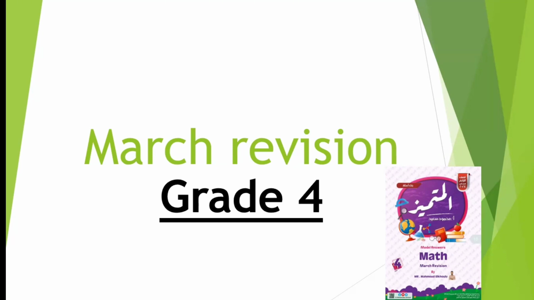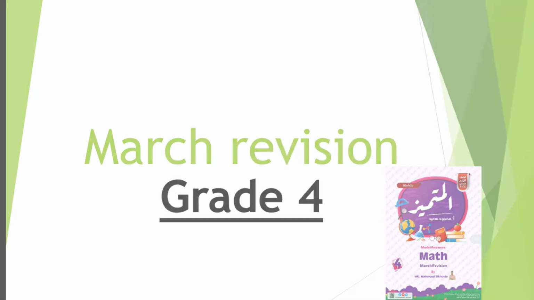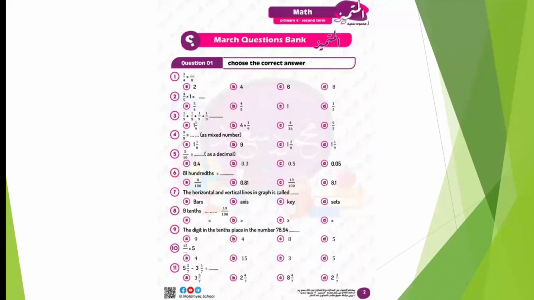March revision for grade 4. Question number 1. Choose the correct answer. 3 out of 4 equal what out of 8? These two fractions are equal in value. What happened to 4 to be 8? We multiply by 2 to be 8.